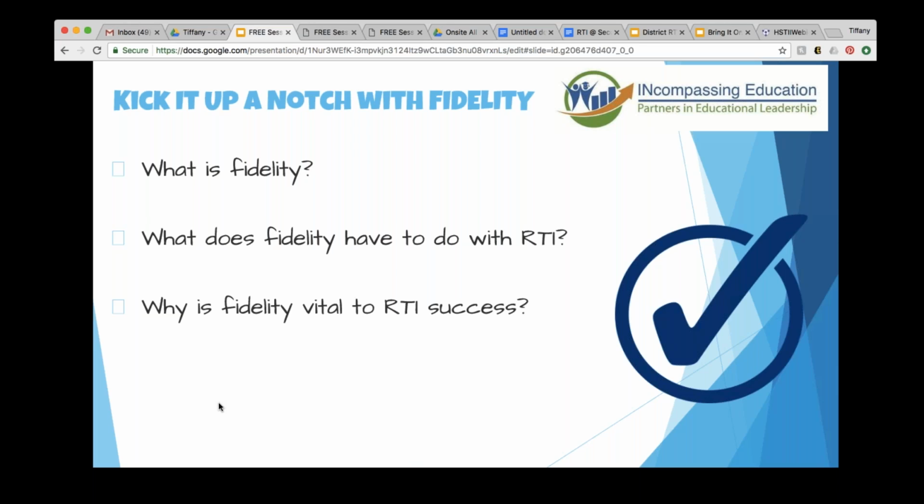We might not like Fidelity because it makes it a little more difficult for us, but trust me, when it comes to seeing the success for students in RTI and determining what your next steps are as an RTI system, as an RTI task force about your RTI system, you have to stress the importance of Fidelity with your staff members.